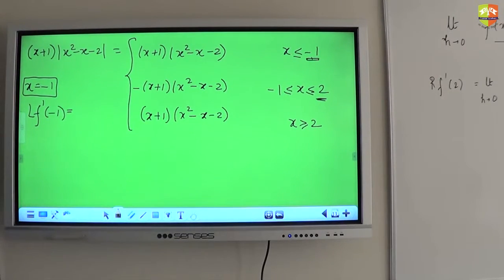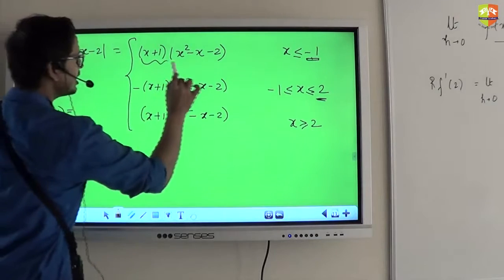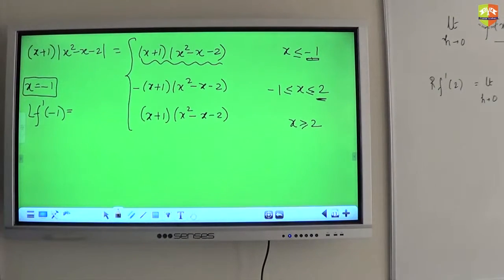Prithvi, multiply and differentiate, or you can use product rule. What do you mean by left? Left to minus 1 means slightly lesser than minus 1. Should we simplify? Of course, you give me the value. Differentiate this guy, and put x equal to minus 1. Give me the answer.